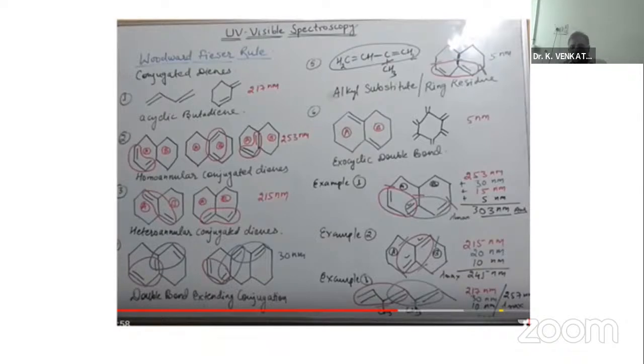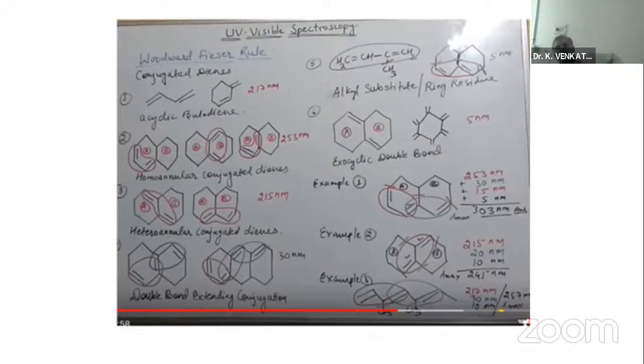What is the basic value? 250 nanometers. So acyclic butadiene is 270 nanometers, homoannular conjugated diene is 253 nanometers, and heteroannular conjugated diene is 250 nanometers. Then an extra double bond, a double bond extending the conjugation. What is the value? 30 nanometers for one double bond.